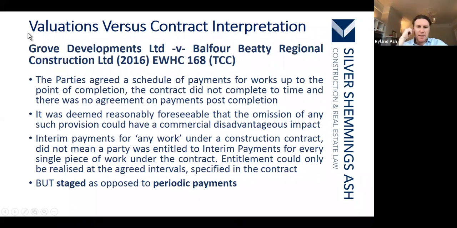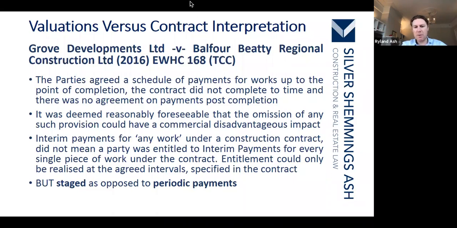So when I said that Sewich College had come in for some criticism, that's as a result of this case here, Grove Developments and Balfour Beatty. In this case, the parties agreed a schedule of payments for works up to the point of completion. The contractor did not complete in time. There was no agreement on payments post-completion. It was deemed reasonably foreseeable that the omission of any such provision would have had a commercially disadvantageous impact.